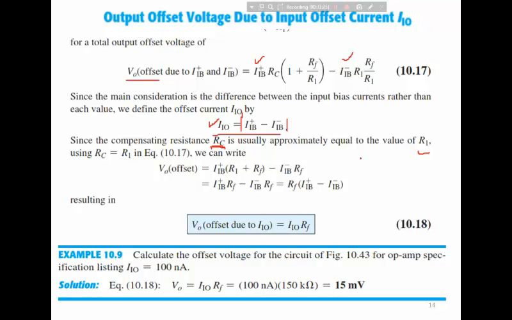If these two are set equal, then you can simplify this equation. If RC is equal to R1, this becomes R1, then this will be cancelled with this, and this is also cancelled with this. Then the output offset voltage will be equal to I in positive into R1 plus RF. First we take the LCM, and then you can cancel it, and this value will become R1 plus RF, and minus I in negative into RF.